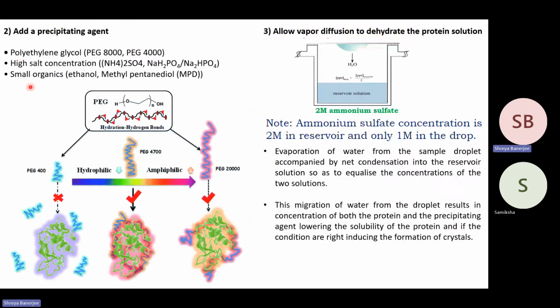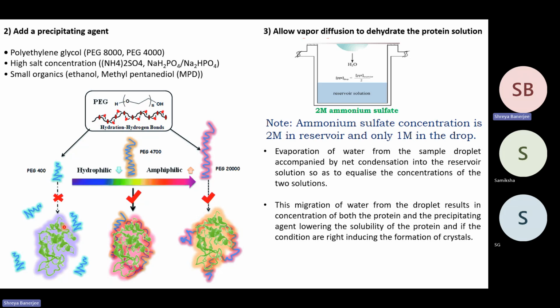Or another way is to add a precipitating agent. I discussed that precipitating agents are molecules that are not part of the crystal, but they will help the crystal to form. There are certain molecules called polyethylene glycol. Suppose this is a protein, and these are the polyethylene glycol molecules. The polyethylene glycol molecules form a coat around the protein, and they help the protein crystallize.